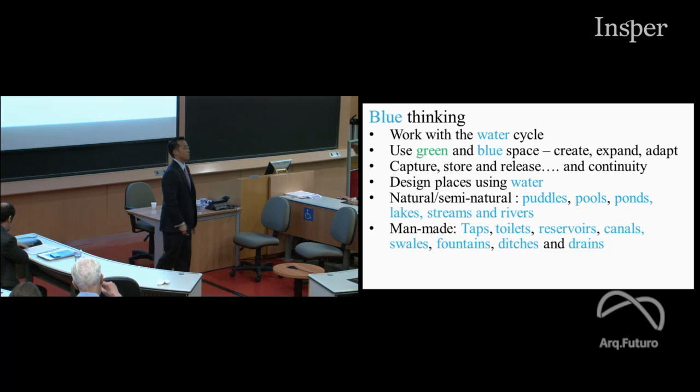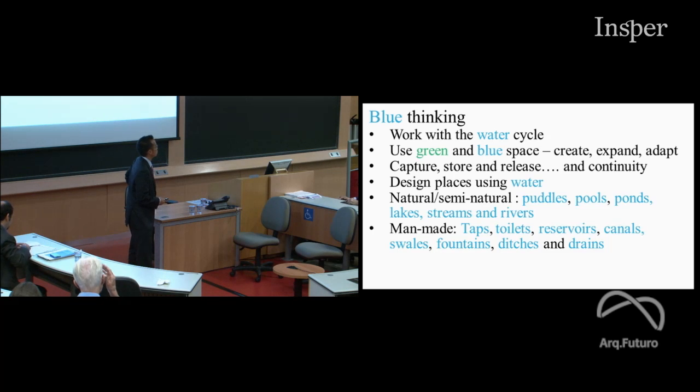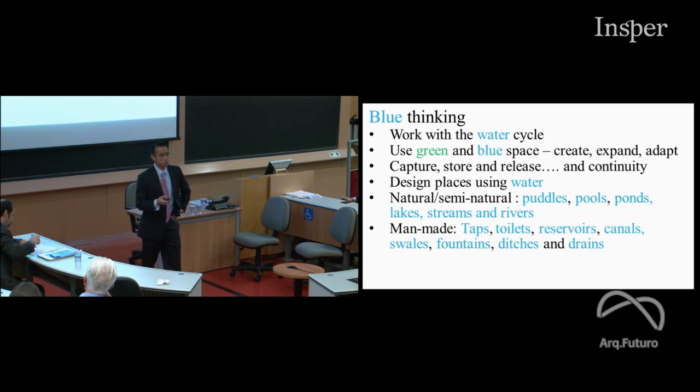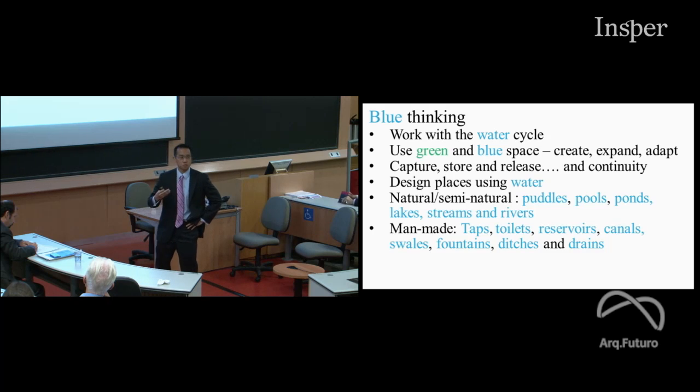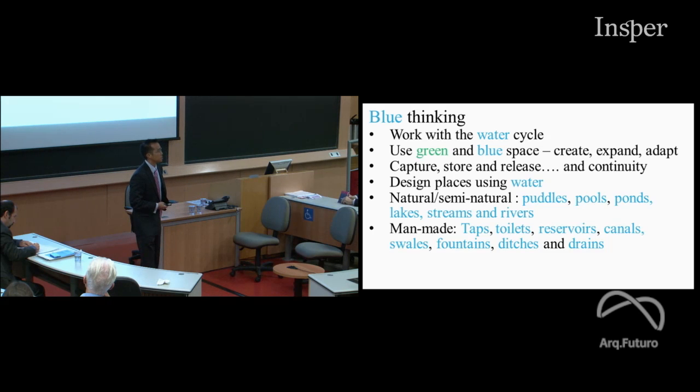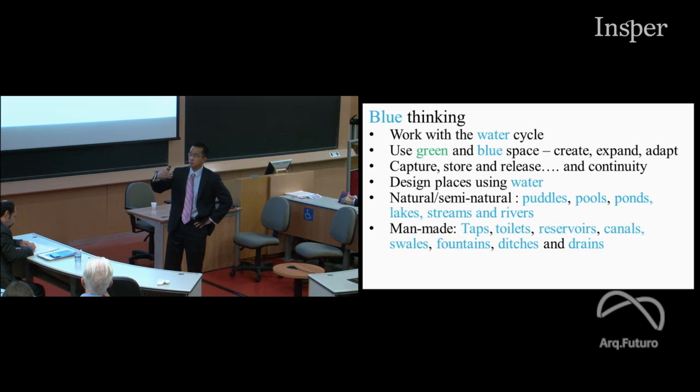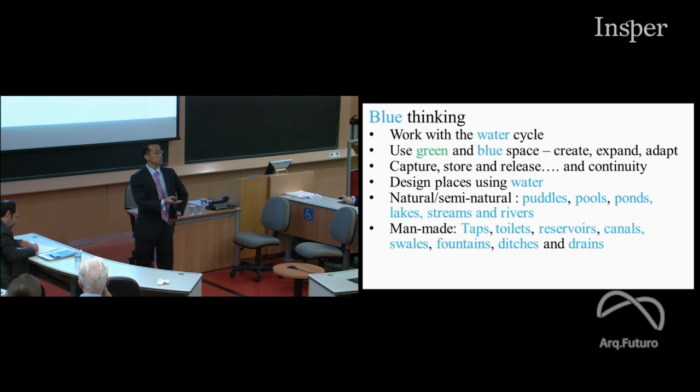So blue thinking, okay, working with the water cycle, using green and blue space. We need to capture, store, and release. These are sort of the technical things, but how do we design places that use water? How do we look at pools and ponds and lakes and streams and rivers? How do we make these assets part of our cities? And then there's the man-made blue part, looking at reservoirs, canals and swales, and the things that we build as engineers and architects.